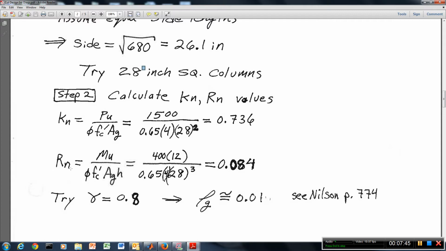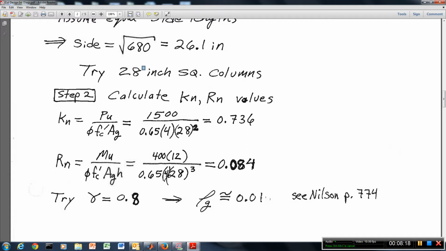And we also need to calculate R n, which is M sub u over phi times F sub C prime times A g times H. And for that we have 400 kip feet times 12 to get that into kip inches. And then we have phi of 0.65. And you'll notice that in both of these, no matter what, we're using a value of 0.65. And this is appropriate for the interaction diagrams that I have provided to you.